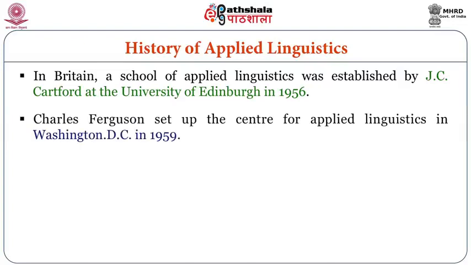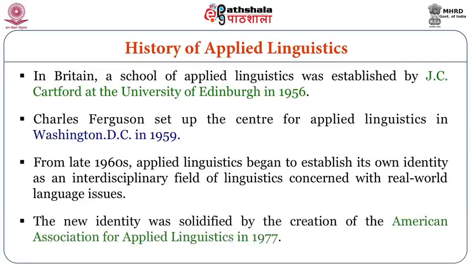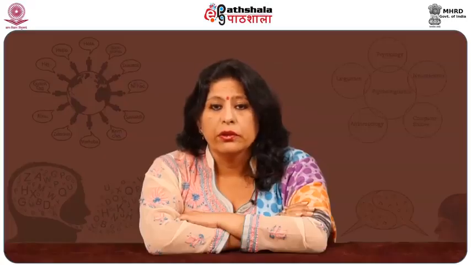Charles Ferguson set up the Center for Applied Linguistics in Washington, D.C. in 1959. From the late 1960s, applied linguistics began to establish its own identity as an interdisciplinary field of linguistics concerned with real-world language issues. The new identity was solidified by the creation of the American Association for Applied Linguistics in 1977.